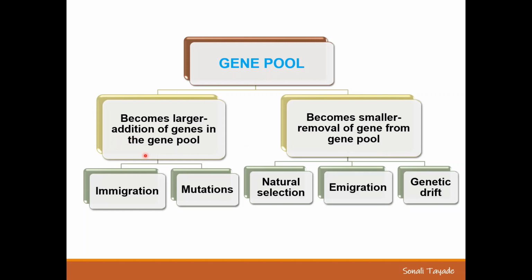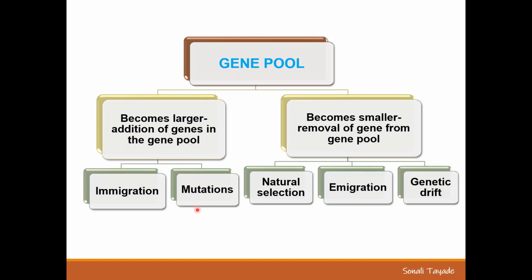The reasons behind the addition of new genes in the gene pool are immigration and mutation. Immigration is the inward migration of individuals into the population from other populations. As new immigrants are added into the population, they show hybridization or crossing with the old residents of the population. This leads to the addition of new genes in the gene pool.